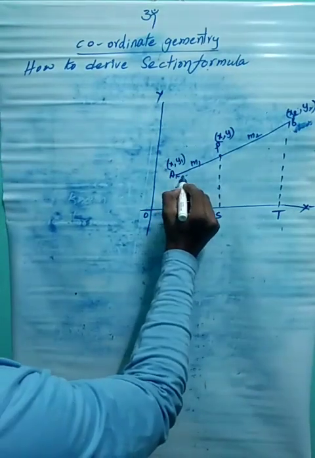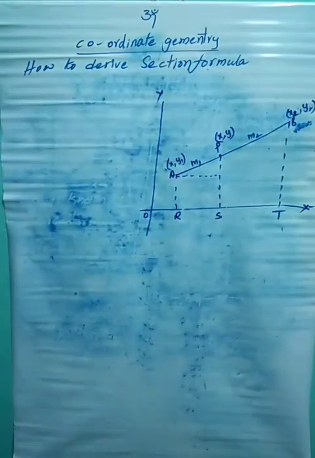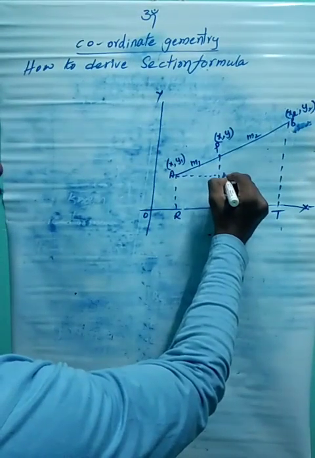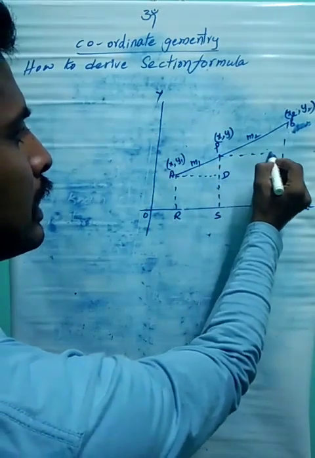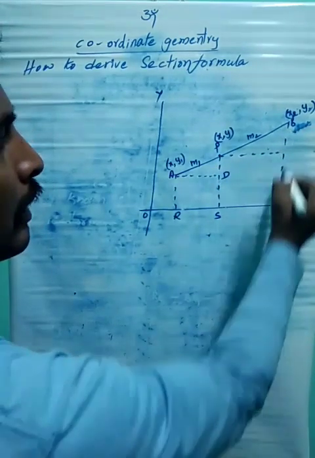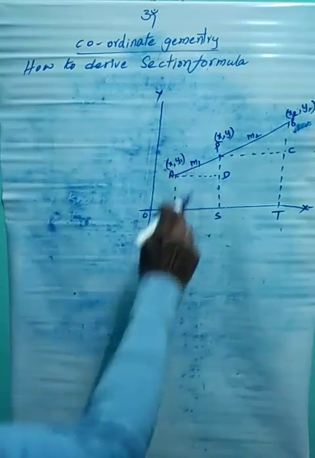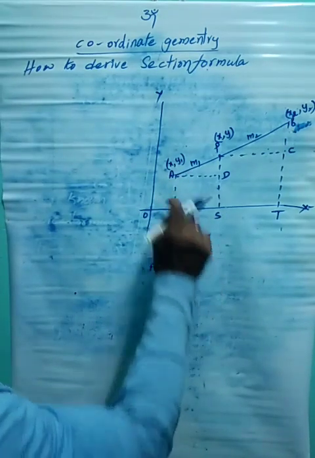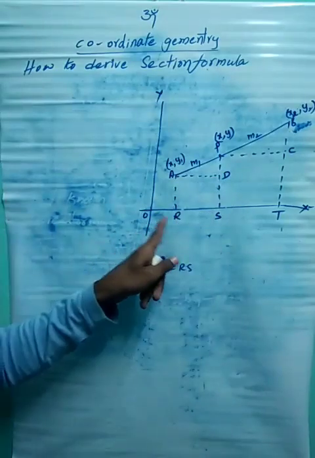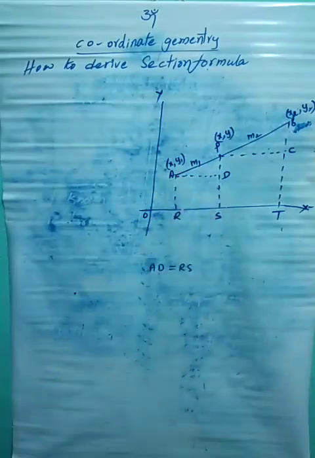Now draw a perpendicular line from A to PS, noted as D. In the same manner, from P draw a line perpendicular to BT, noted as C. Now we want to know the distance AD. AD is equal to RS, because both are perpendiculars on the points on the x-axis, so they are equal.